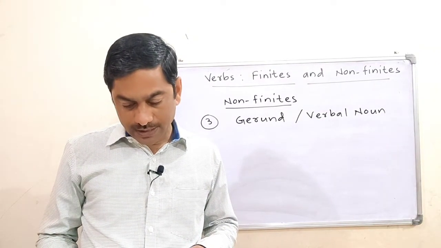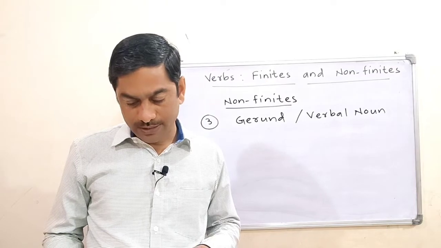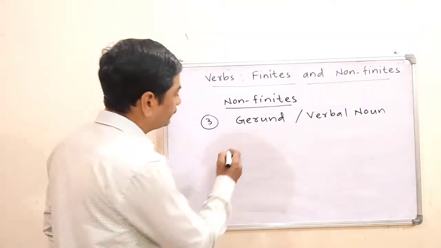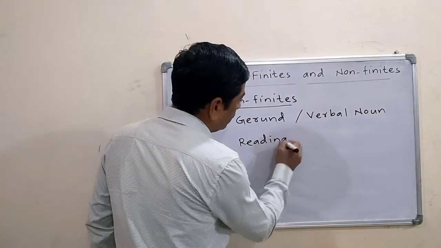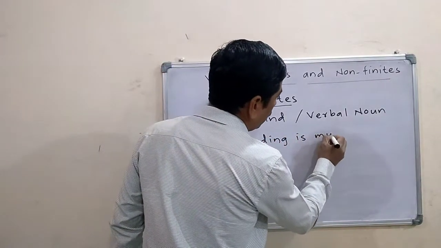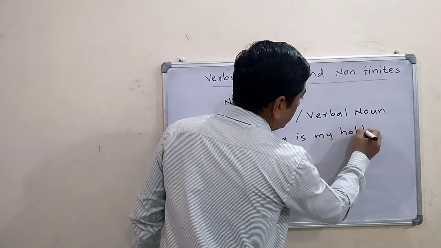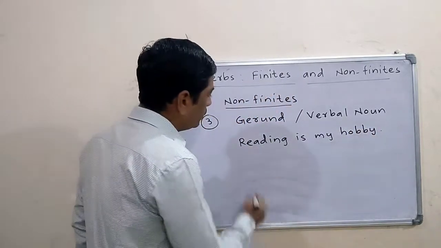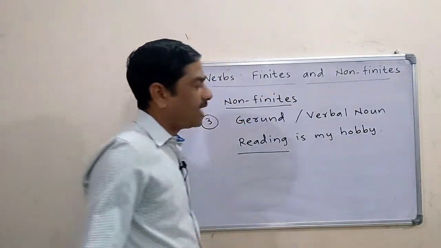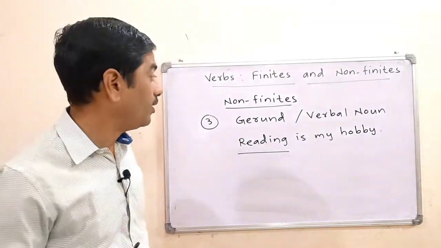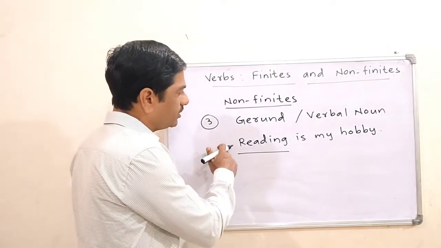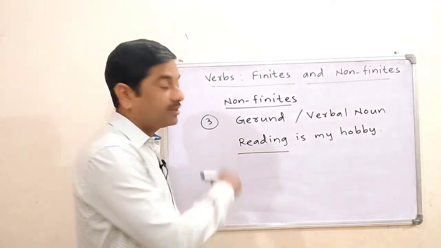I will write here some sentences so that we will understand. Reading is my hobby. So in this sentence, reading is the ing form of the verb and it is used as a noun. In this sentence, it is not a verb. It is a noun.